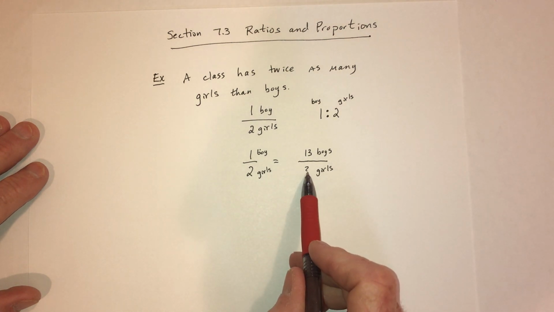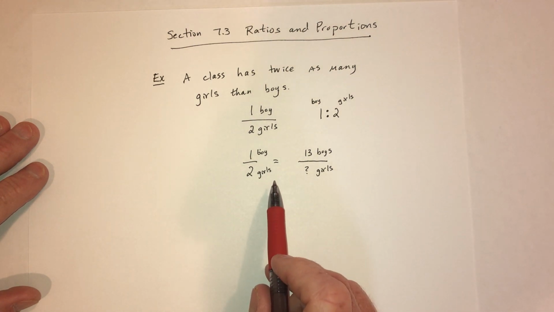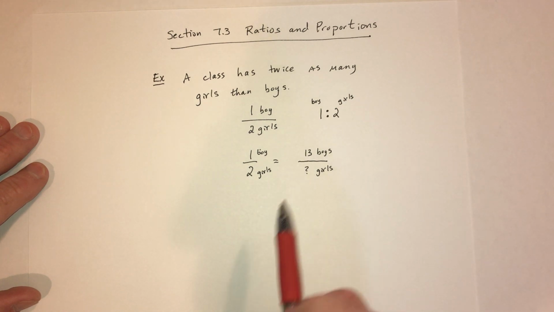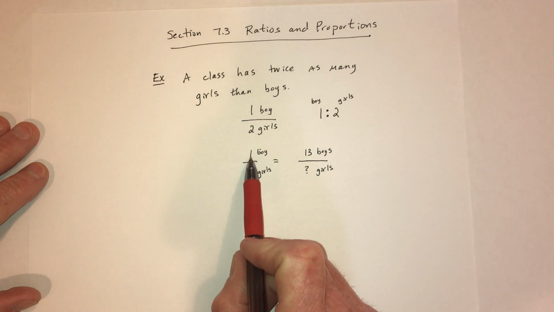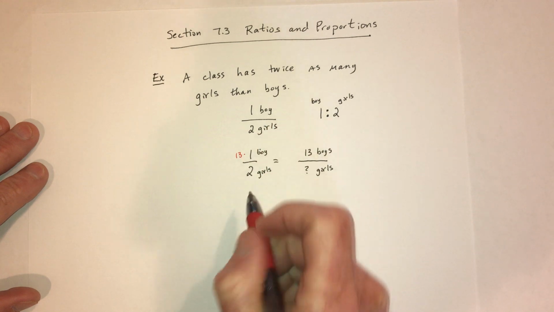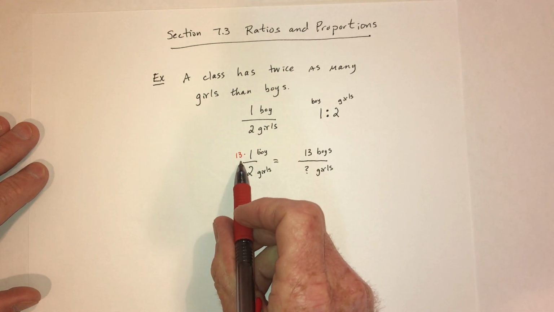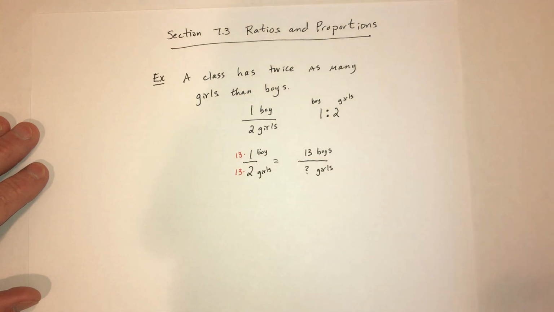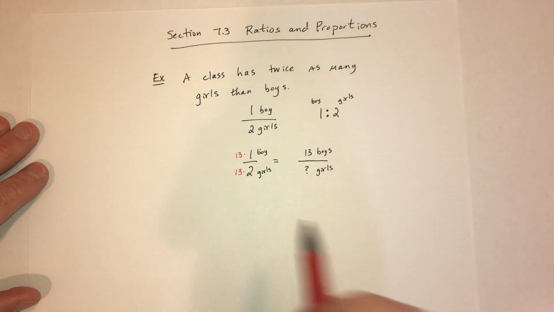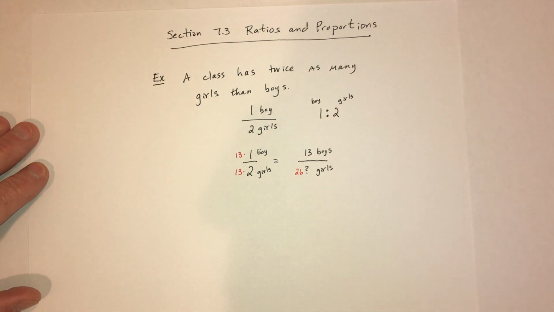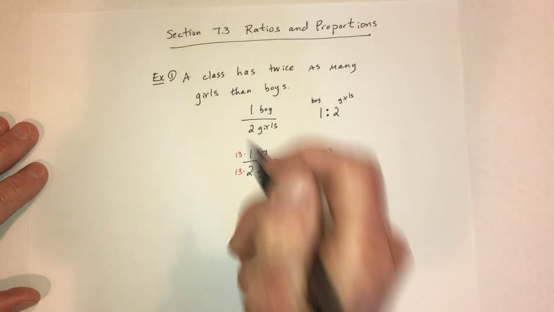And then to figure this part out, well, since there's twice as many, you would then need to multiply this by 2. Or another way to look at it is, in order to go from 1 boy to 13 boys, you need to multiply by 13. But a rule with fractions is, if you multiply the top by something, you have to multiply the bottom by the same thing. And so then 13 times 2 is going to be 26 girls. All right, so I should label that as example number 1.